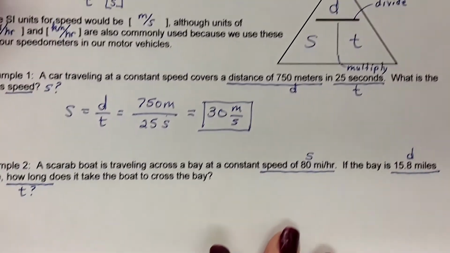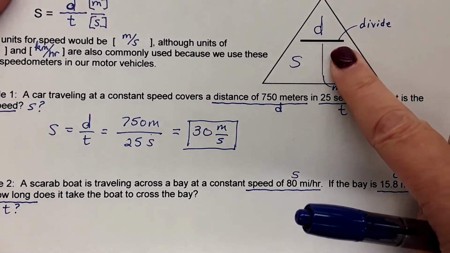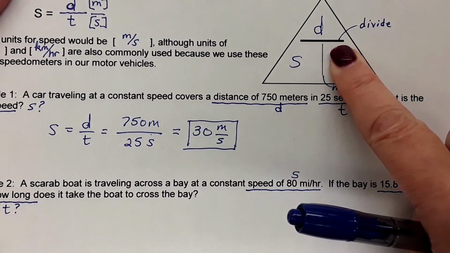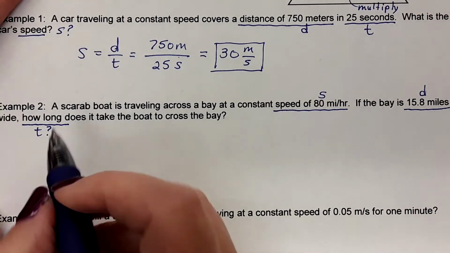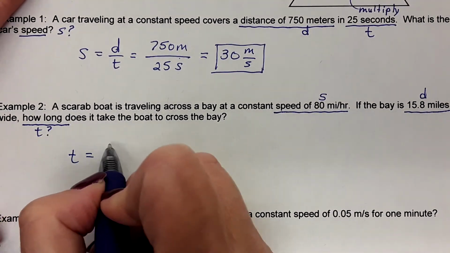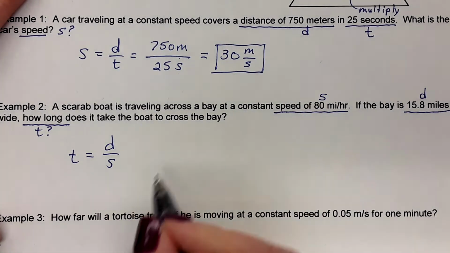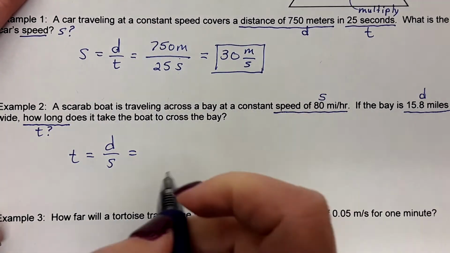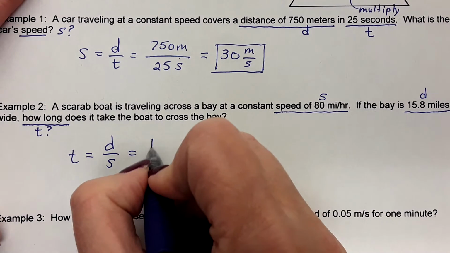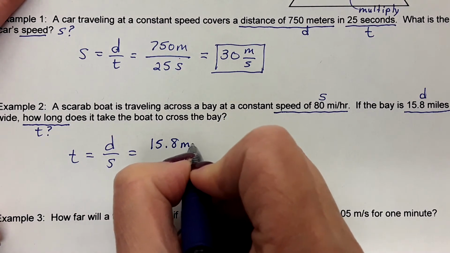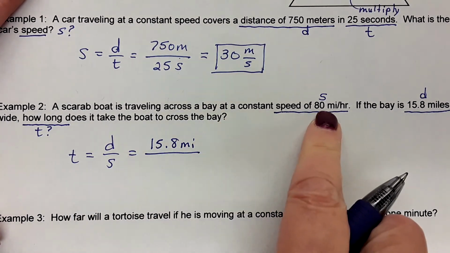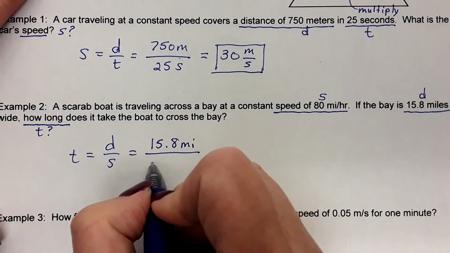All right, so come up here, cover up the T. What do we have to do to get T? We have to say D over S. So we're going to say T equals D divided by S, just like on the triangle. All right, so now we take the distance. Oops, here it is, 15.8 miles. And we're going to divide by 80 miles per hour.